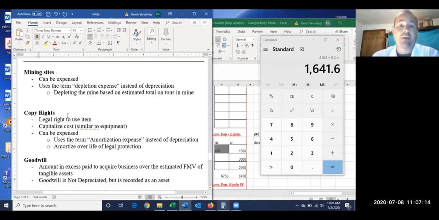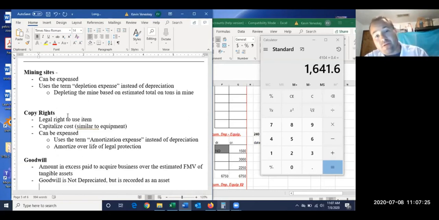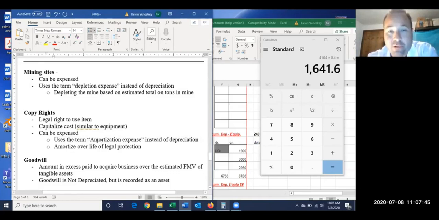Something else we're going to see is a copyright. What do you do when you get a copyright? So copyrights a lot of times cost money. Maybe you buy the copyright to something, and then therefore you can use it in your business. That costs you, and that copyright is going to last you maybe 10 years or however long the copyright is. And what you can do with that is, it's not called depreciation, it's actually called amortization. Very similar, just depreciation is for things you can touch. Amortization is for intangible things, things that you can't touch necessarily.